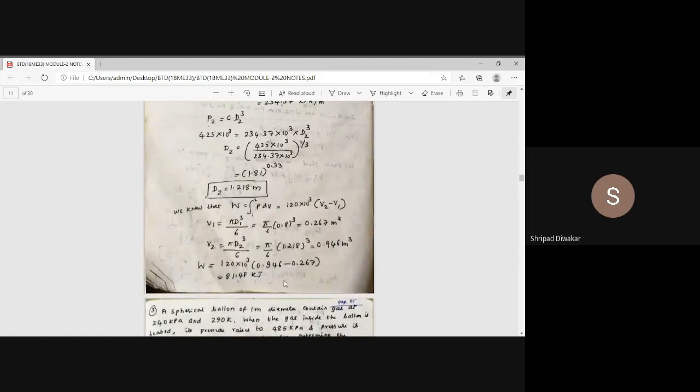So we're getting the value of W as 81.48 kilojoules, and the magnitude is positive. We know that magnitude is positive in case of work done by the system, and magnitude is negative in case of the work done on the system. So plus sign indicates that work is done by the system. So this much work is done whenever we supply the heat to the balloon.